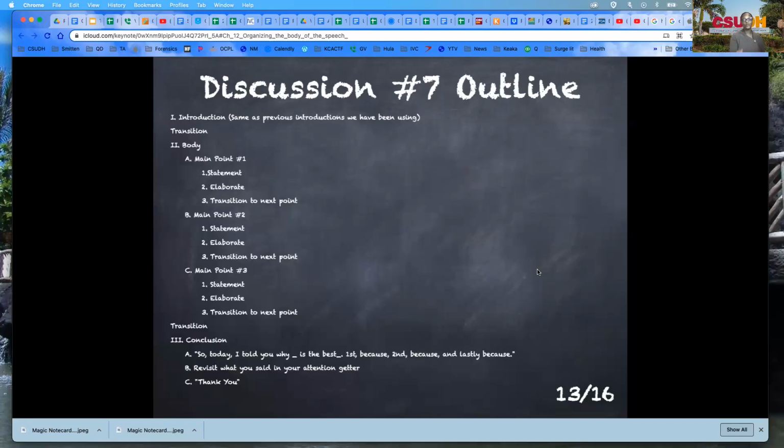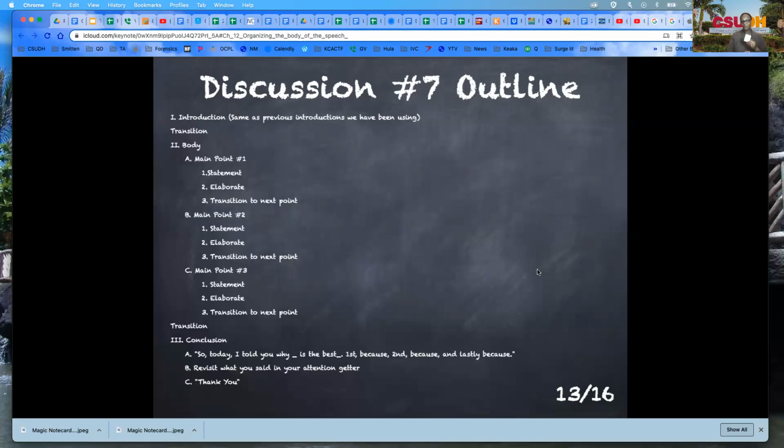I just want you to get used to writing the structure on the magic note card and using the magic note card to deliver a speech. That's what I'm concerned about. That's what this assignment is for. I need you to actually learn the structure of how to use the magic note card and learn how to use the magic note card to deliver a speech.